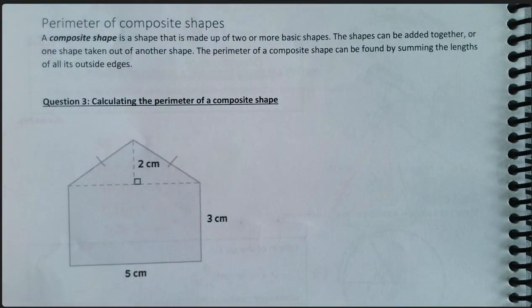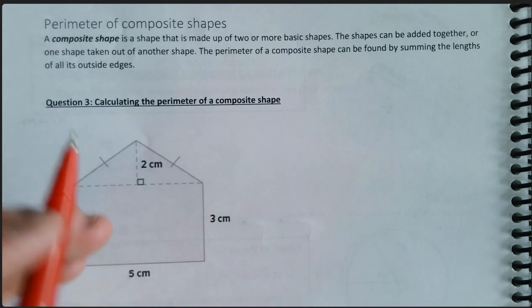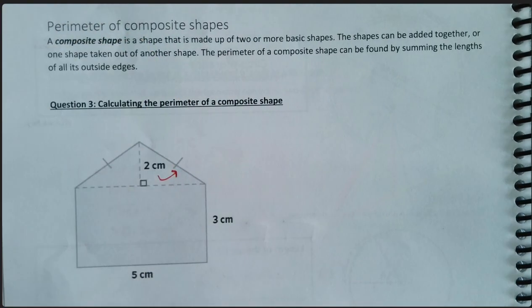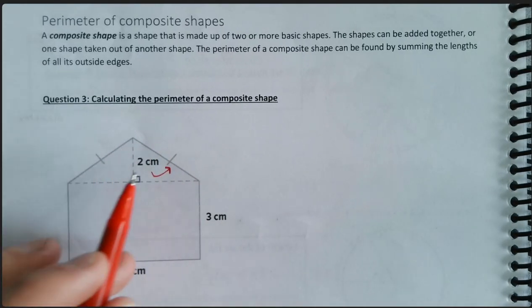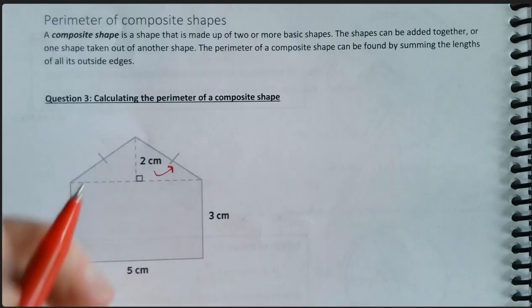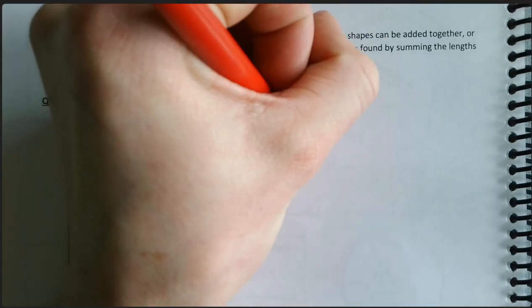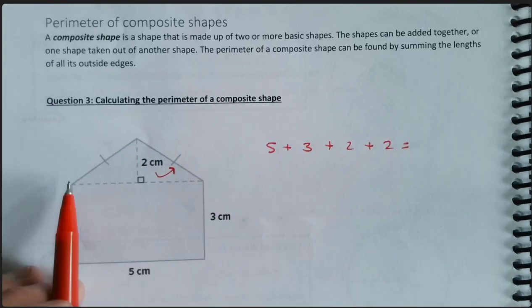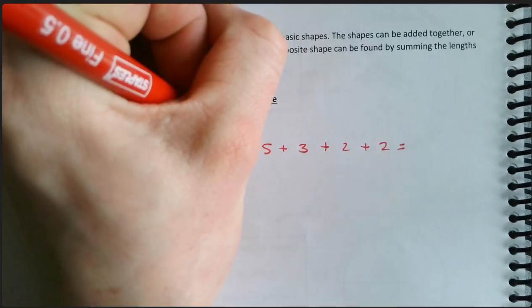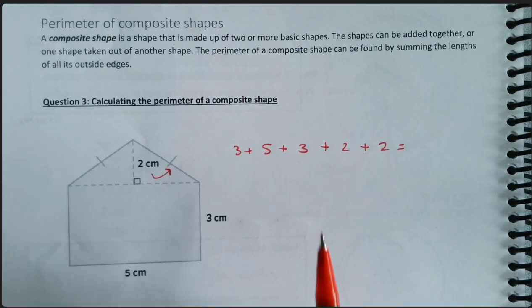Perimeter of composite shapes. So in this situation, the 2 is connected to this length here, right? Perimeter of a composite shape, we're just tracking around the outside of it. That little line means these are the same. So we would have 5 plus 3 plus 2 plus 2. 5. And there's another 3 over here as well, sorry. So plus 3 at the start. I'll just add that in.